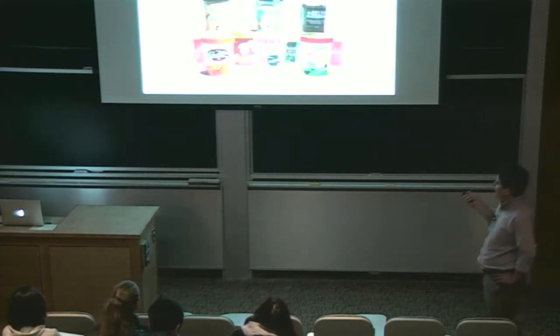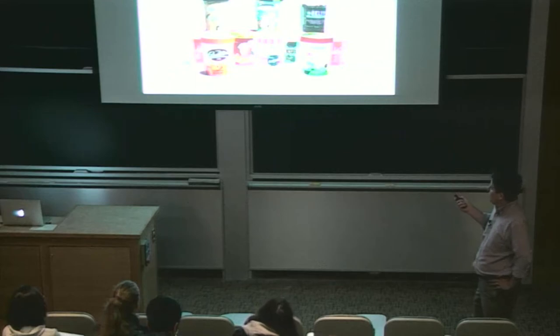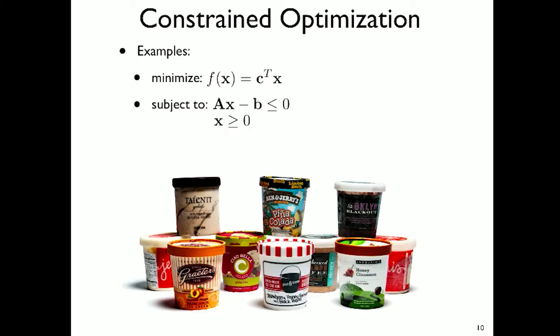But we talked about this one, right? Linear sorts of programs. These are optimization problems where the objective function is linear in the design variables, right? So it's just the dot product between x and some vector c that weights the different design options against each other. Okay, so we talked about ice cream. I guess this is all premium ice cream because it comes in the small containers, right?